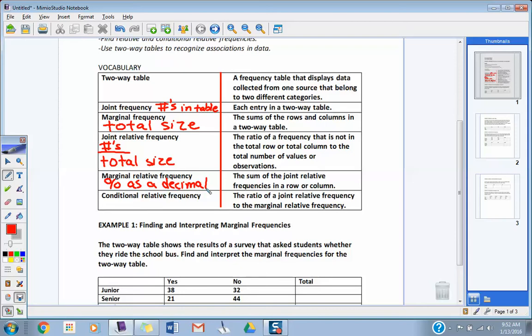Okay. And we'll talk about conditional relative frequency here at the end, and it's just basically the ratio of a joint relative frequency to the marginal relative frequency within that row or column. You'll understand this. A lot of terms right here. Joint relative frequency, marginal relative frequency, conditional, marginal, joint, all relative frequencies. I'll show you the difference here in a bit. Okay? Let's get going on this.